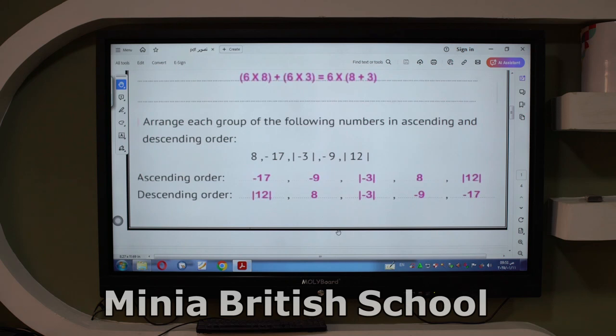Okay, arrange each group of the following numbers ascending and descending. Remember, ascending like ant, start from the smallest number, and descending dinosaur, start from the greatest number. Here 8, and negative 17, negative 3, remember, absolute value of negative 3, remember, any number in the absolute value equal positive number. Here absolute value of negative 3 equal positive 3, and here negative 9, absolute value of 12 equal 12.